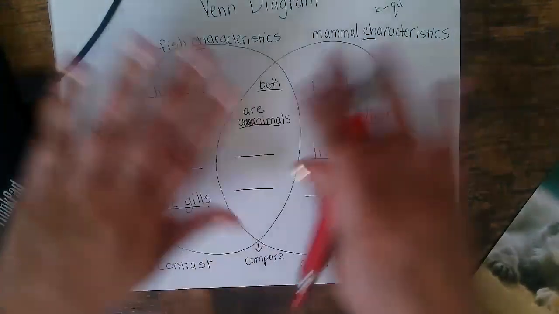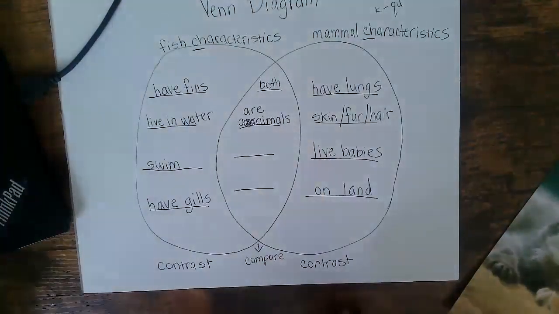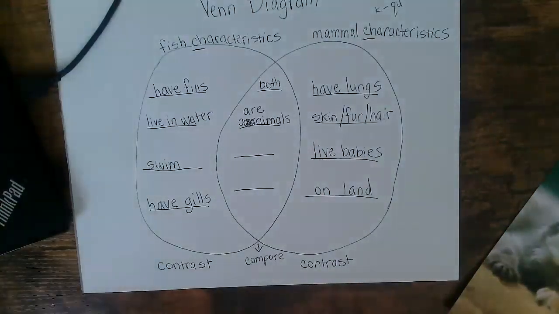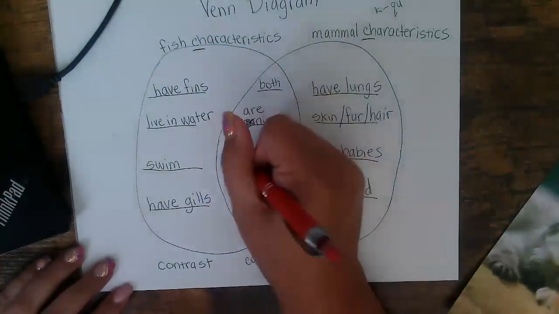Now, this is called a graphic organizer. So this is not a final product. So it's okay to mess up and scratch out. That's okay because you are just sorting your thoughts out. That's what you're doing on this. You're sorting your thoughts out. They both eat.